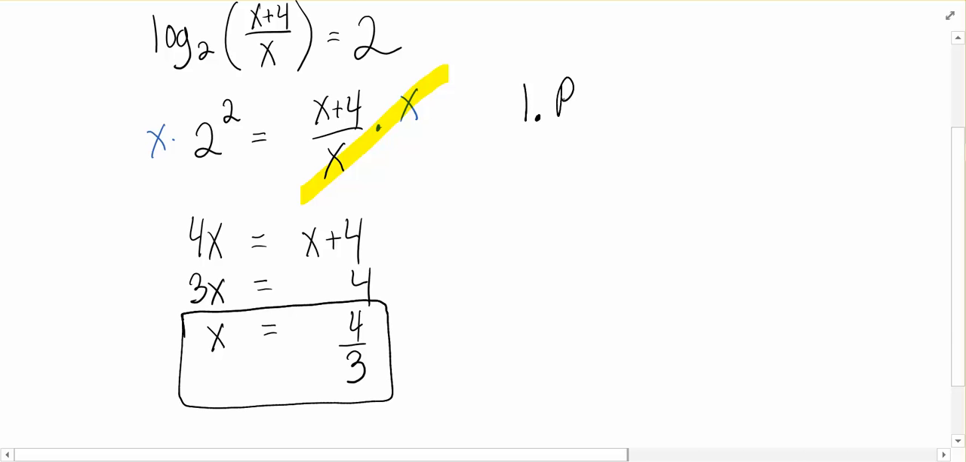The first time was rational equations, which really happened in this problem as well, since we did have an x in the bottom, and we needed to make sure that the denominator didn't equal 0.